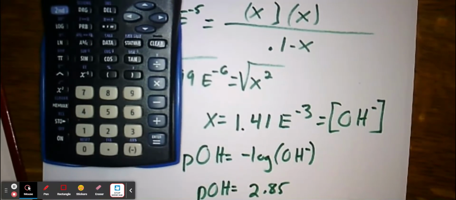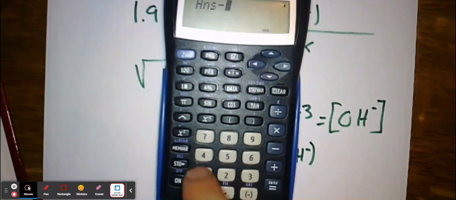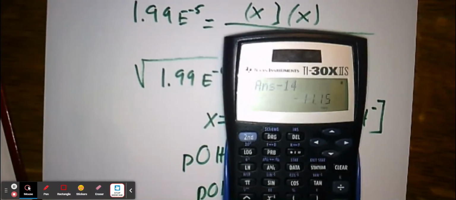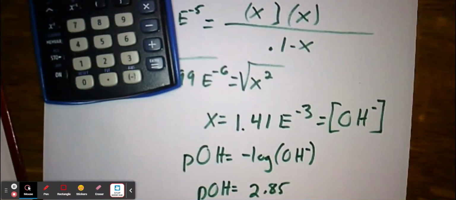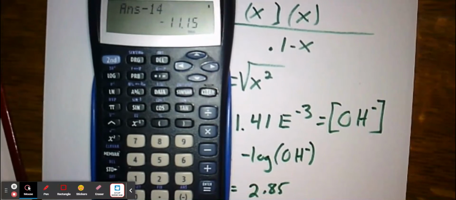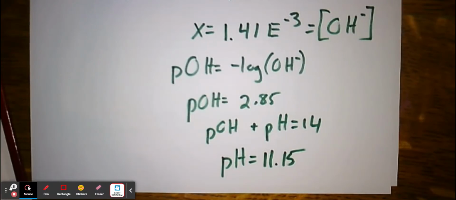Then my pOH plus my pH equals 14. So I would do 14 minus 2.85. So I get my pH is 11.15. There it is. pH is 11.15.